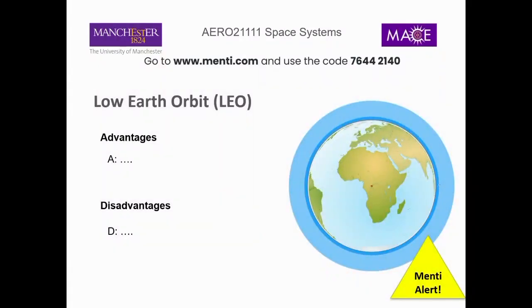Right, so the next thing that we're going to do is I'm going to get you to think about this. So again, thinking about all of the stuff that we've learned, what would be the advantages to operating in a low Earth orbit and what would be the disadvantages? So again, there's a Menti question for you to pop your answers in. If you could just put an A before the ones that you think are advantages and a D before the things that you think are disadvantages, that would be really helpful so I can see that you know what you're talking about. So I'll just give you a couple of minutes to do that. And again, chat away, discuss.